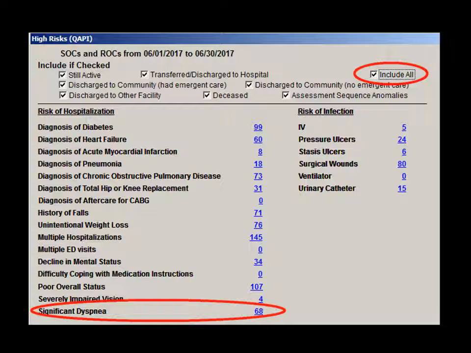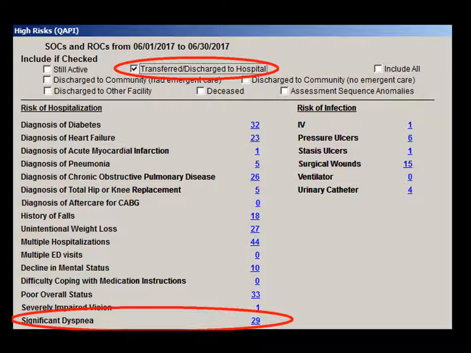In this example, we have 68 patients with risks due to shortness of breath identified. If we were to then modify our selections to focus on only those where the start of care or resumption of care was followed by a transfer to the hospital, we can now see that 29 patients meet this criteria. This would be a 43% hospitalization rate for those high-risk patients.